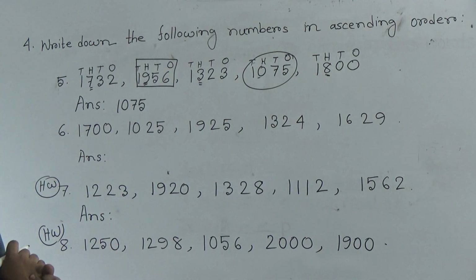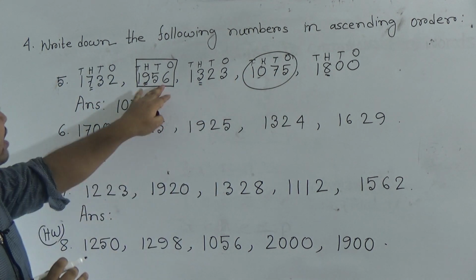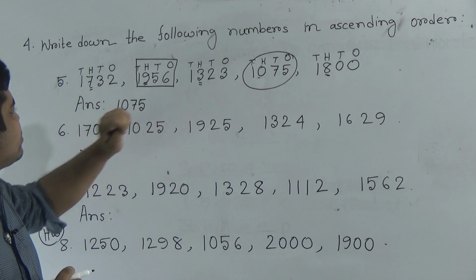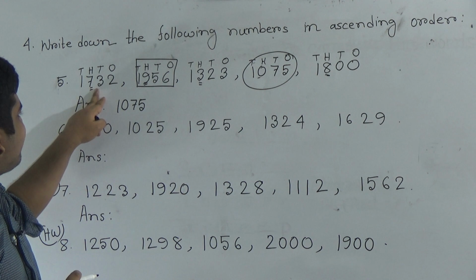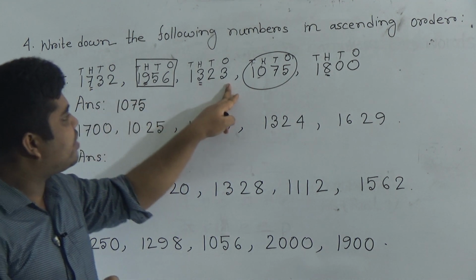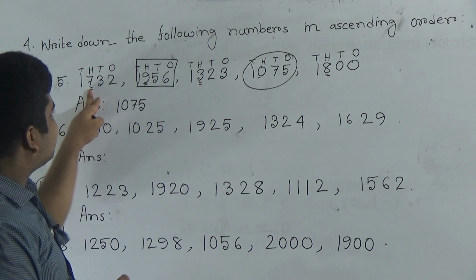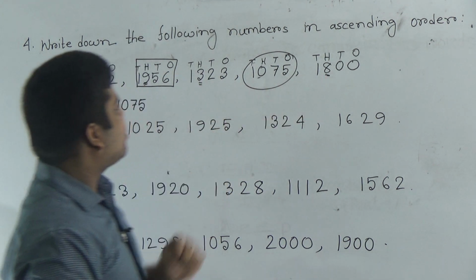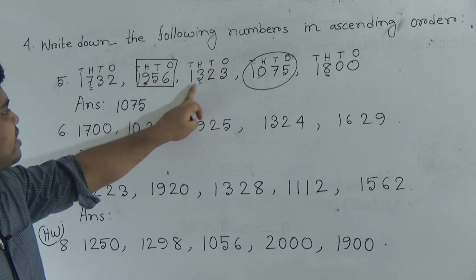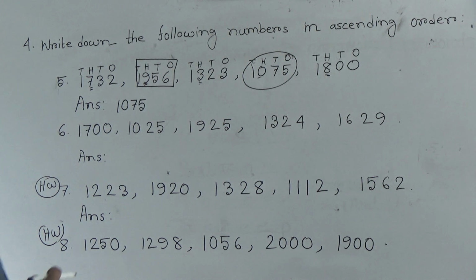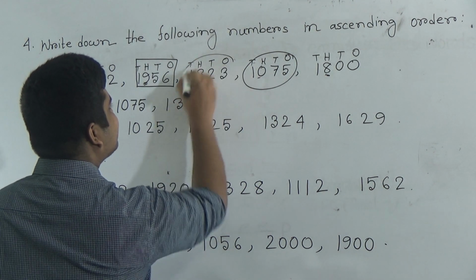And how many numbers are left? 1, 2, 3, 4. Here you notice the largest number is already found. So I notice 3 numbers: 1732, 1323, 1800. Here you notice from 7, 3 and 8, which one is the smallest? The smallest digit is 3. So 1323 is the next smallest number. Now we write 1323, and it is done.